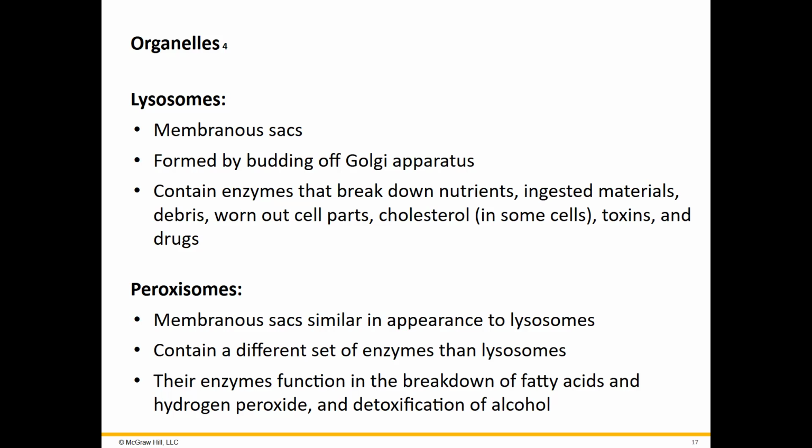Peroxisomes are very similar to lysosomes, except they break down fatty acid and hydrogen peroxide, peroxisome. So because it has to do with hydrogen peroxide, I want you to think detoxification of alcohol. Yeah, so a peroxisome is more to do with peroxides and alcohol. The lysosome is more to do with nutrients and debris, but they all break things down.